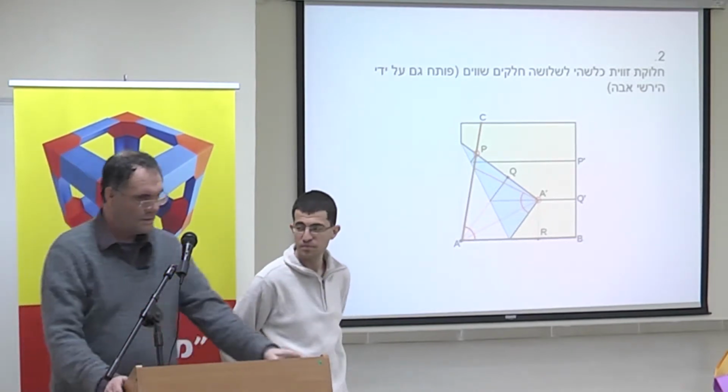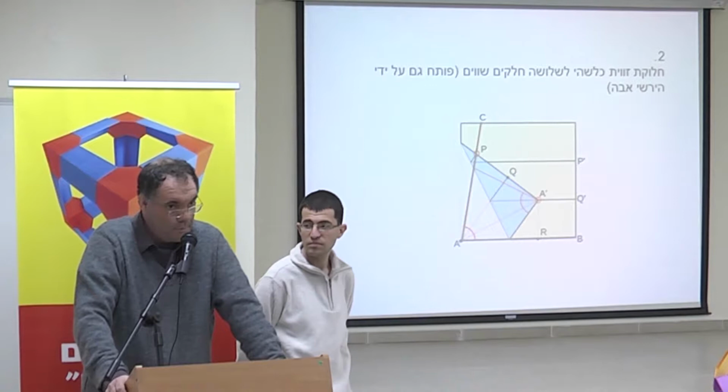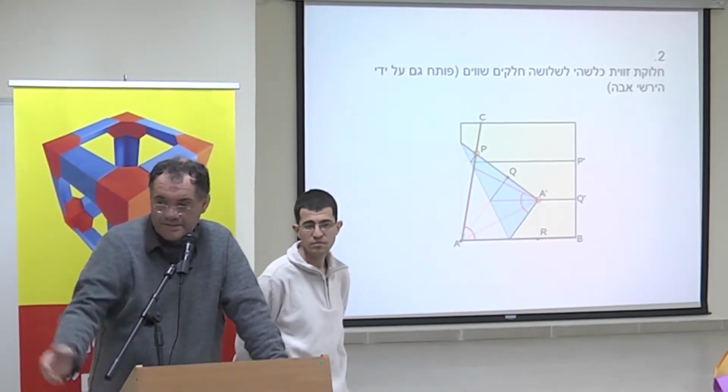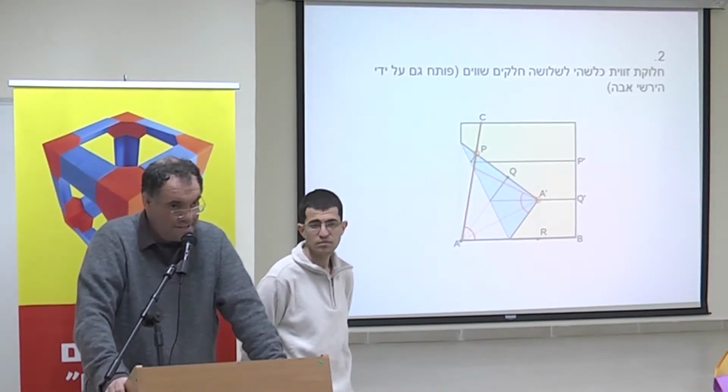The second sort of classical problem that was considered unsolvable is this, to trisect any angle, arbitrary angle.